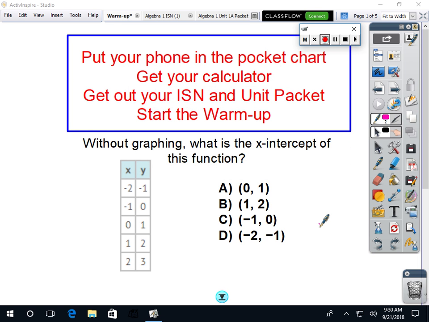All right, without graphing, what is the x-intercept of this function? Okay, what do you know about x-intercepts? Anything? Okay. Right. We all know that a y-intercept is where it hits the y-axis, so an x-intercept is where it hits the x-axis, so a point would be on the x-axis.